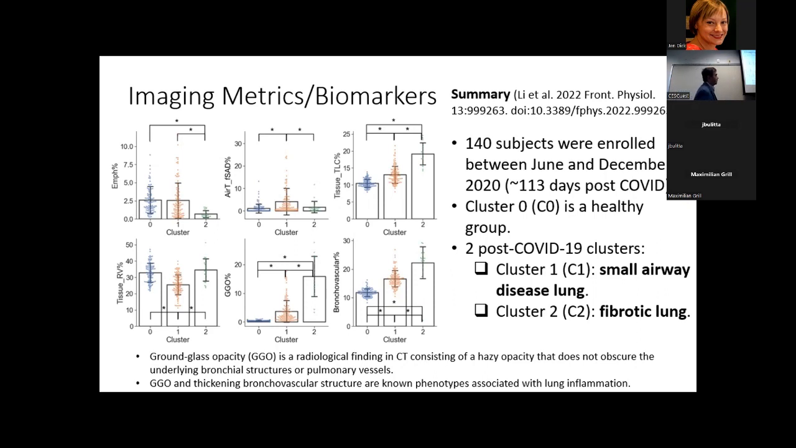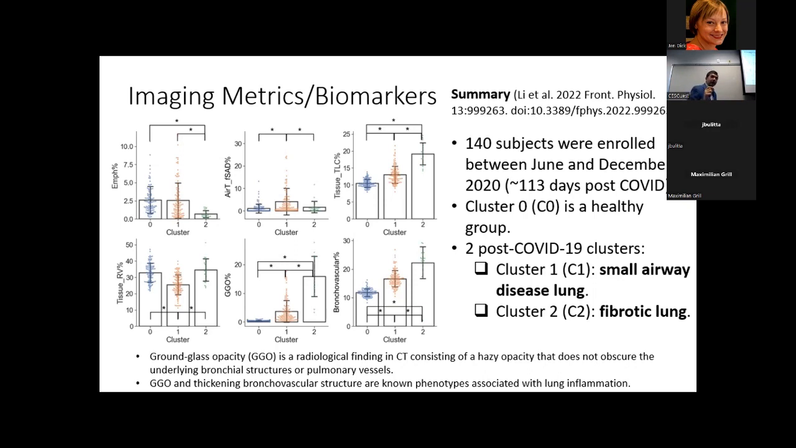We also have a control group, which we call cluster 0, healthy control. Then we identified 2 clusters. One has small airway disease versus the other, fibrotic lung. And you can see there's so much information. I'd like to point out the air trapping, or the small airway disease, in the middle part. That cluster 1 has small airway disease. And it's kind of equivalent to cluster 1 in COPD, the initial stage of COPD.